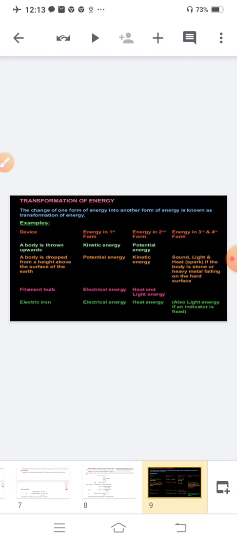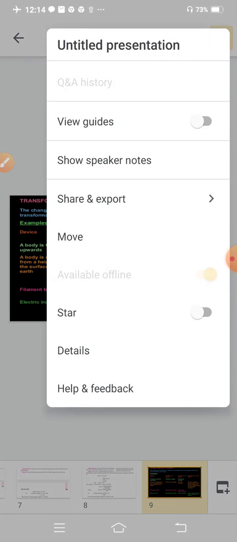When you drop that object, what will happen? In that object there is some motion, and the energy present due to the motion is known as kinetic energy. So here your potential energy is converted into kinetic energy. Is this clear? Now some examples.